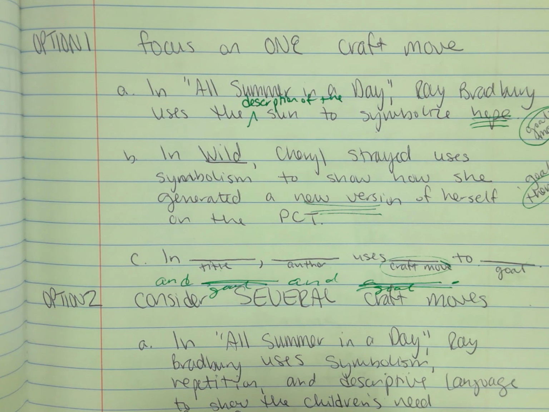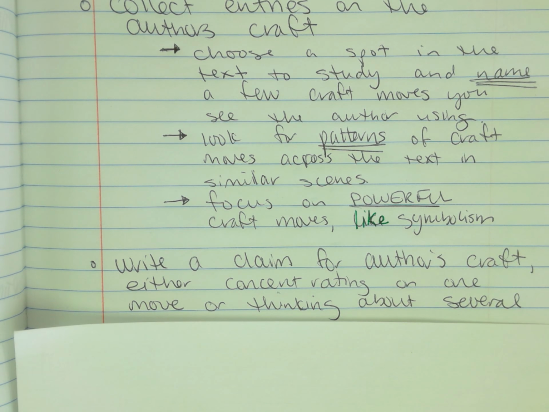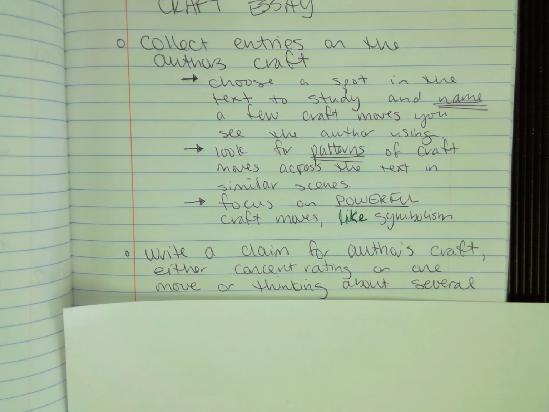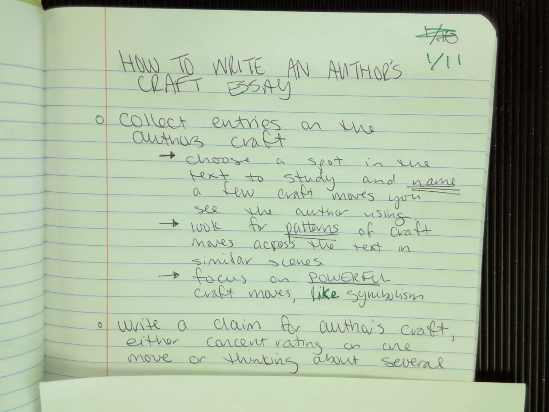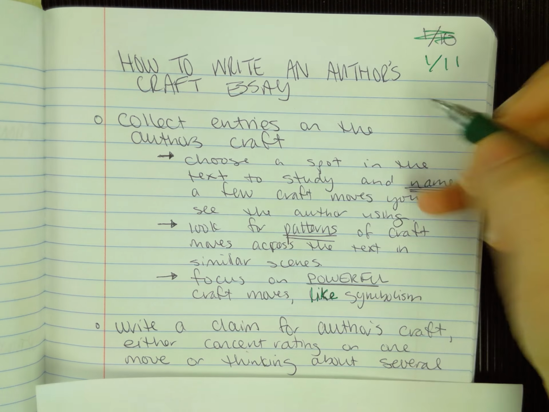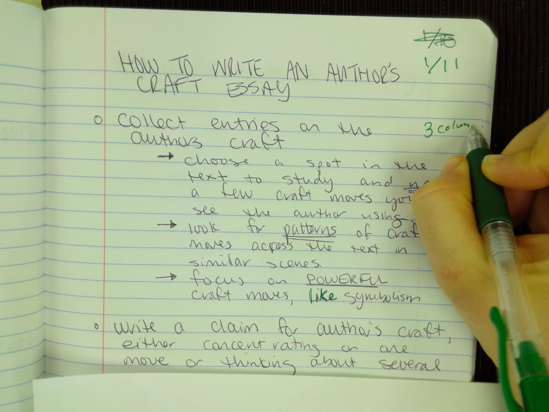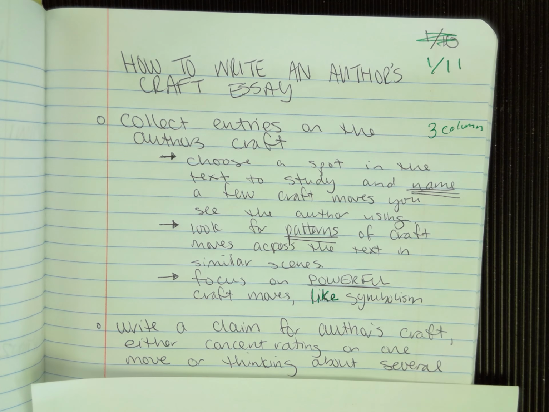Okay, so back to your notes from that we started with earlier. There's one more thing to add on. To write an essay about author's craft, after you collect entries, this is your 3-column work. Your next step is to write a claim for the author's craft, either concentrating on one craft move or thinking about how several craft moves all work toward the same goal.